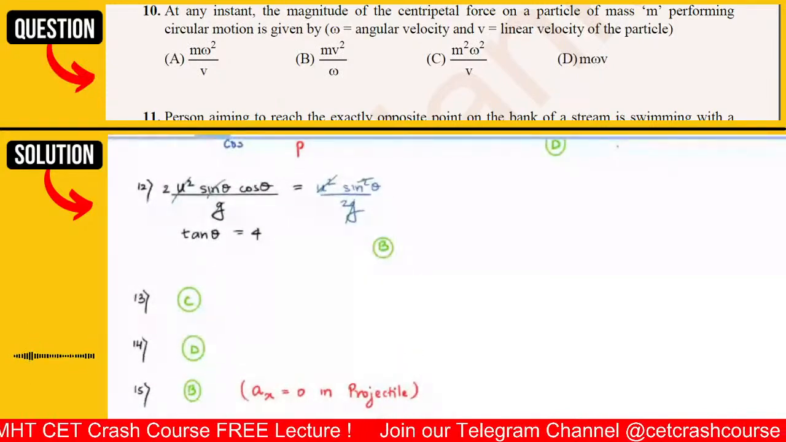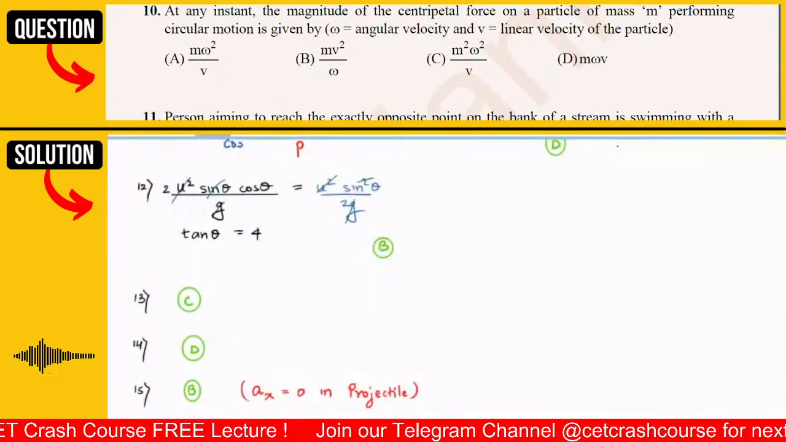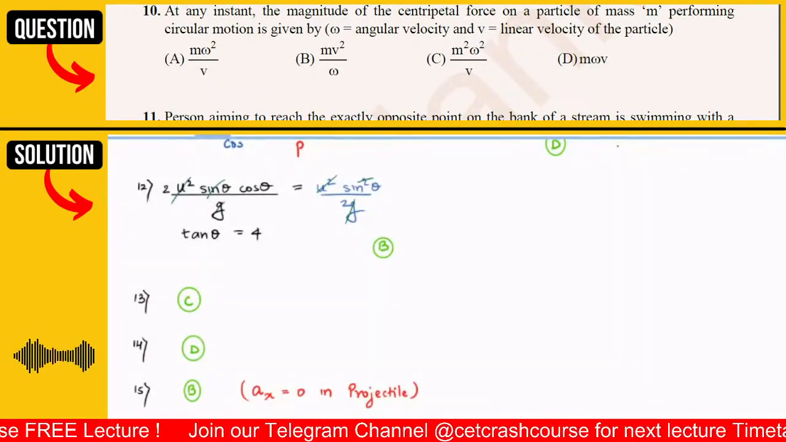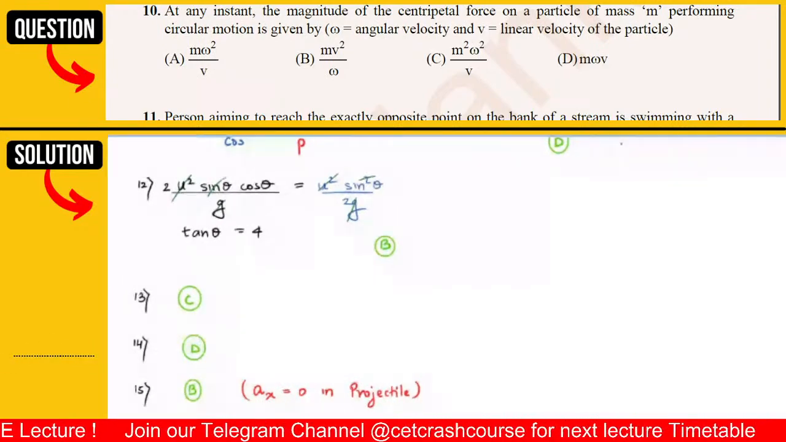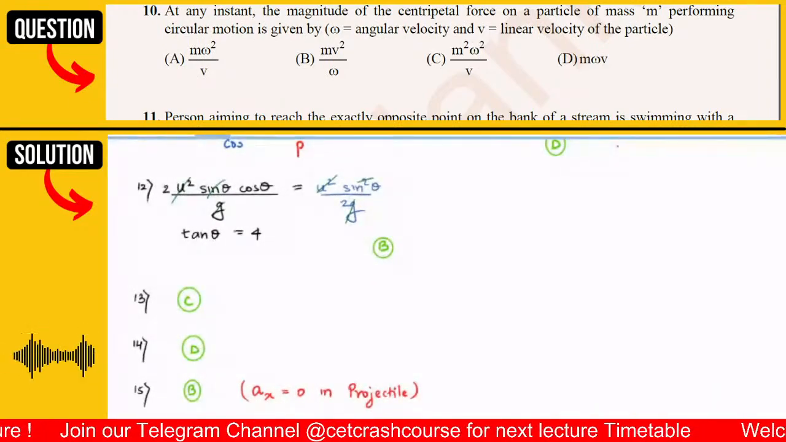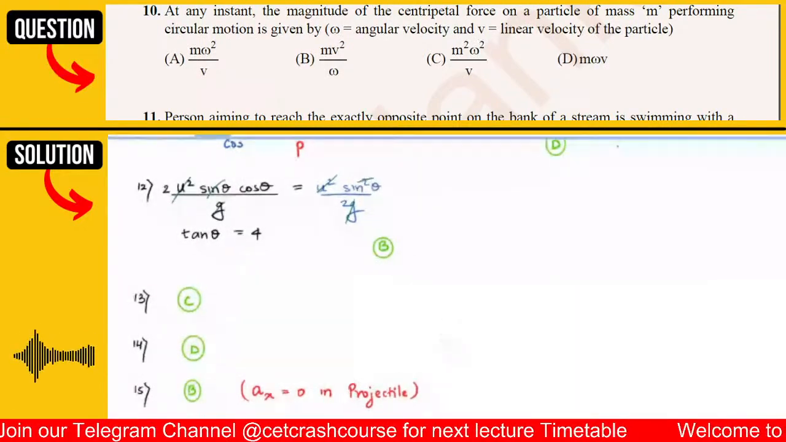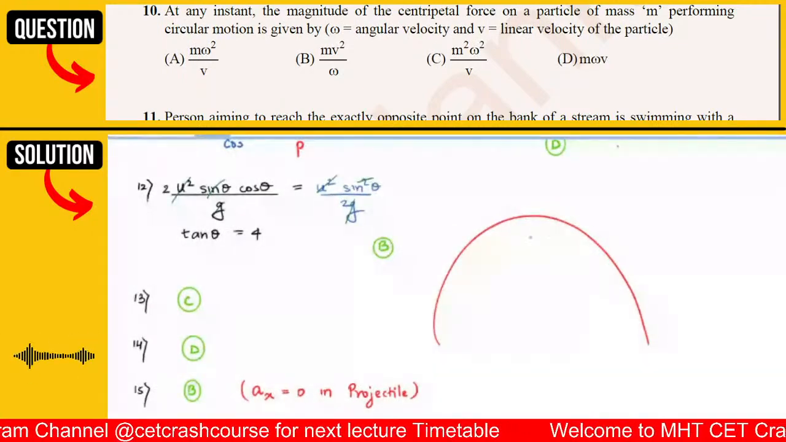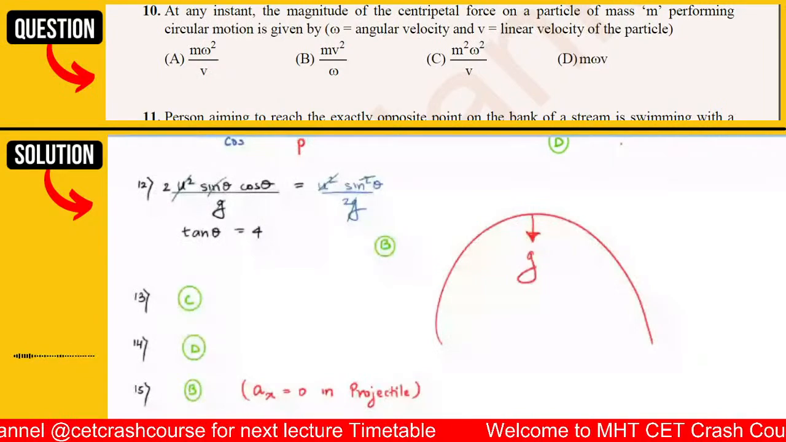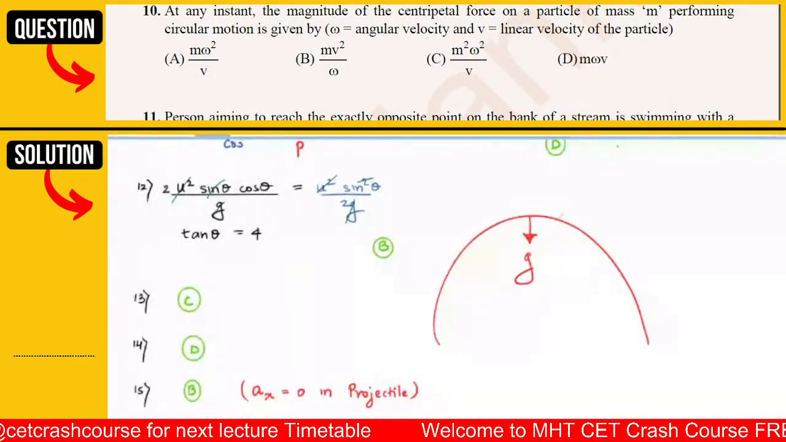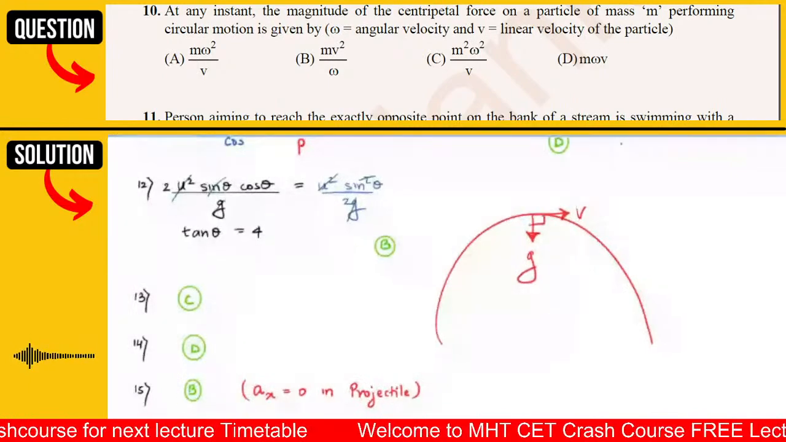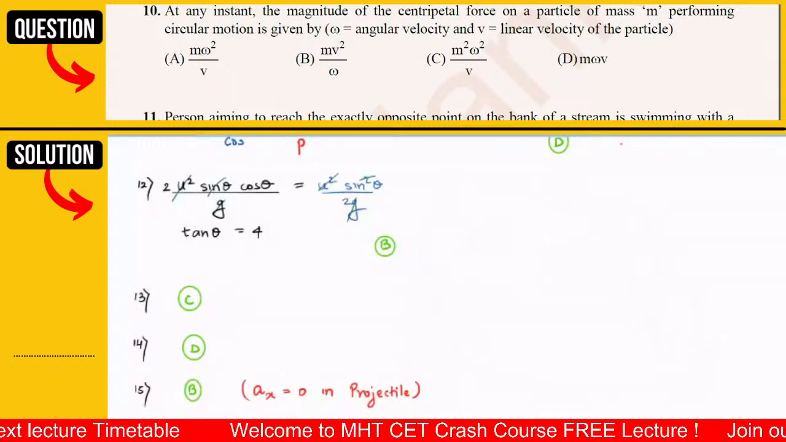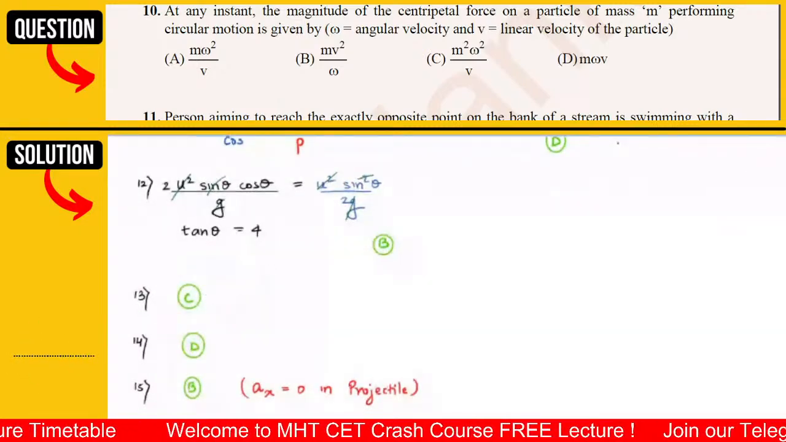That brings us to 13th question. At the top of the trajectory of a projectile, its direction of velocity and acceleration is. So students, see, this is the top of the trajectory. At the highest point, acceleration is because of gravity in downward direction and velocity is horizontal. So the angle between them is 90 degrees. Once again, a very easy answer, option C. So for 13th, the answer is option C.